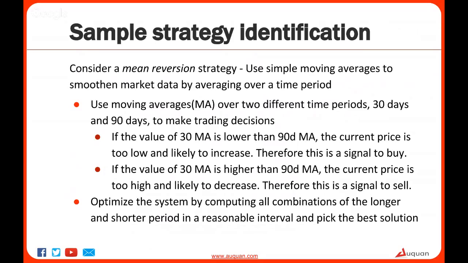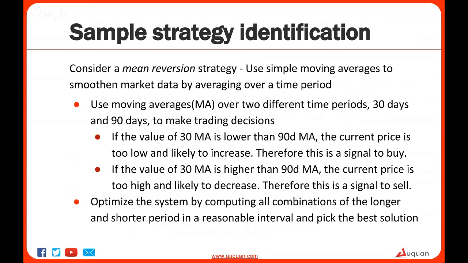Over time, you expect the 30-day moving average to revert back to the 90-day trend. So, if the value of the 30-day moving average is lower than the 90-day moving average, you can say that the current price is too low and it's likely to increase so that the 30-day rises back up to the 90-day moving average. Therefore, this is a signal to buy.